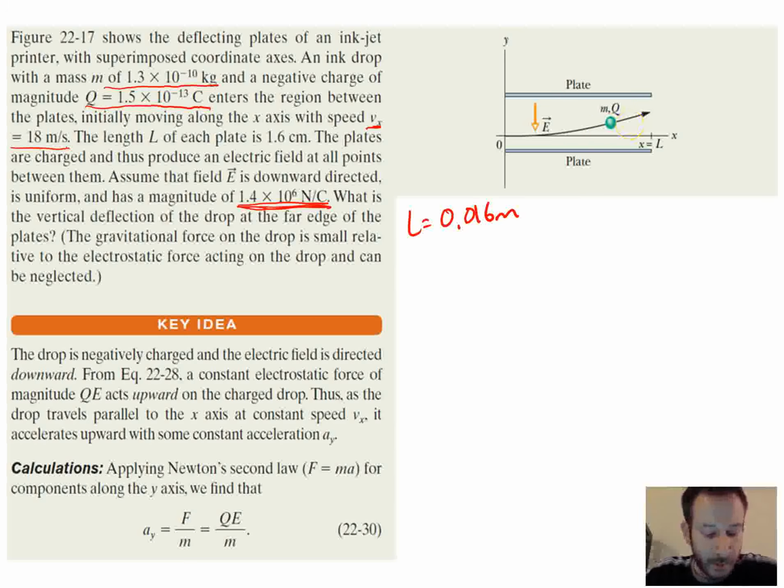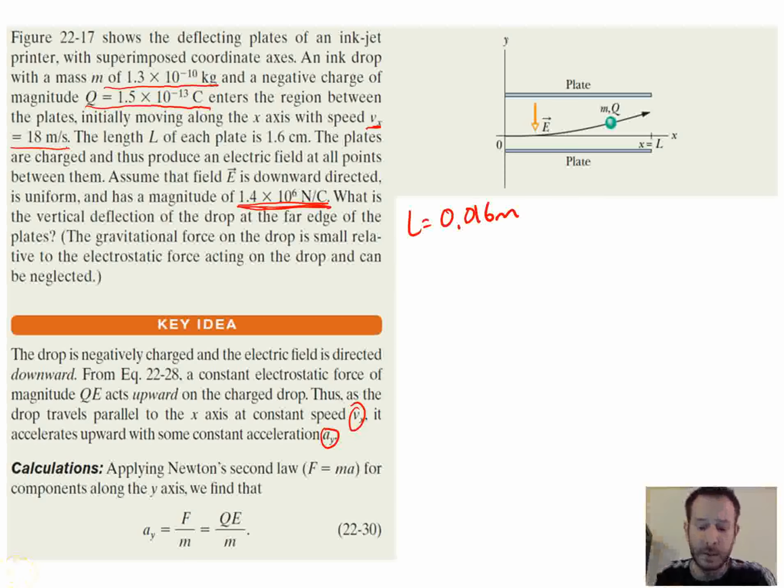Thus, as the drop travels parallel to the x-axis at a constant speed, vx, it accelerates upward with some constant acceleration, ay. So it's going to have an acceleration in the y direction, constant speed in the x direction, so there's no acceleration in the x direction. This is just sort of like a kinematics problem from mechanics.